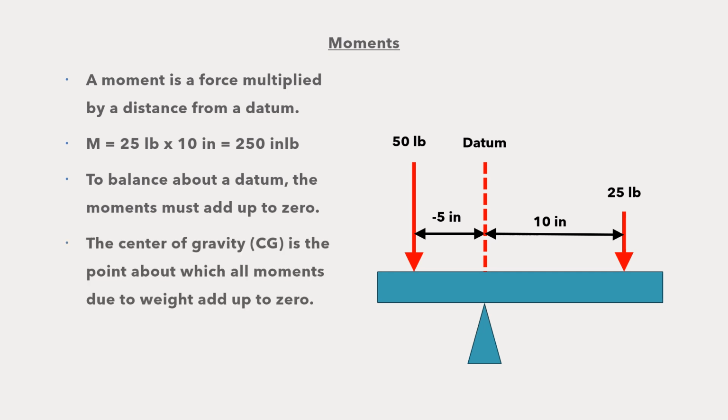The center of gravity is the point about which all of the moments that are due to weights add up to 0. So when you have a bunch of different weights at different points in an aircraft, you can figure out the moment of each one, and if they add up to 0, then that datum is sort of equivalent to if all the weight was concentrated at that point.